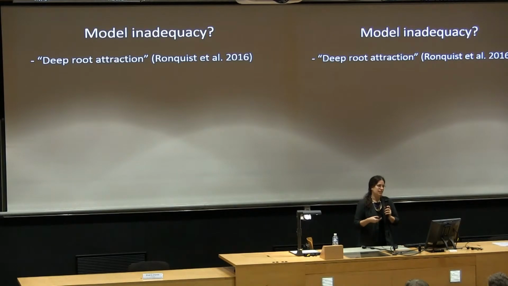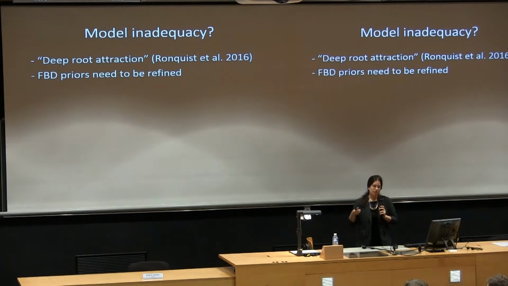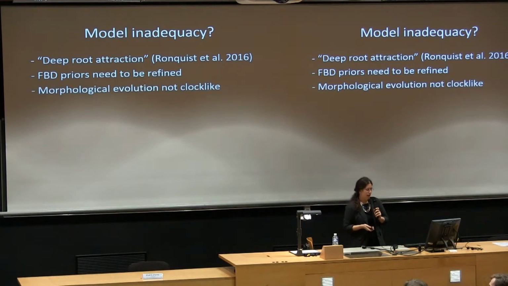And maybe what we're seeing is a bit of model inadequacy to use only morphological data, which has been termed deep root attraction in Fred Ronquist's paper. So certainly to do these sort of analyses, I think I need to more closely look at what we can actually get empirically to include in the fossil birth death priors. And we also have to realize that morphological evolution is not going to be clock-like necessarily.